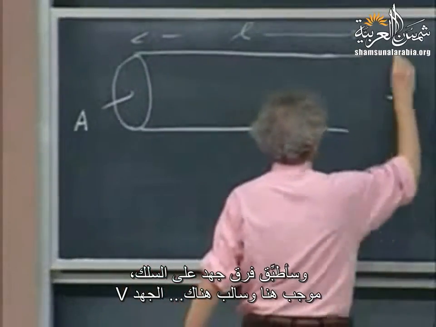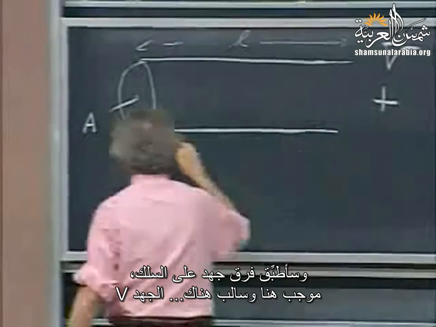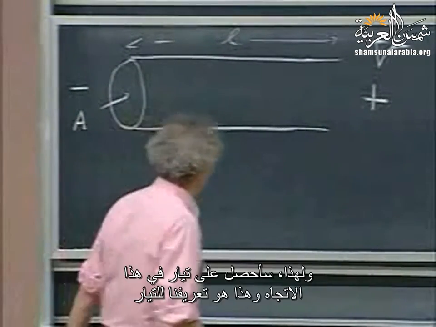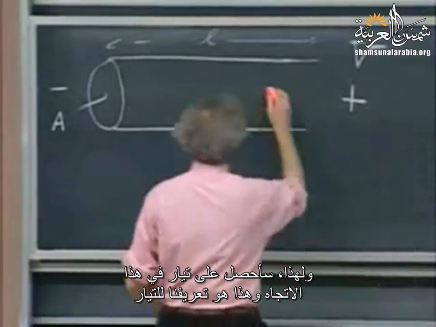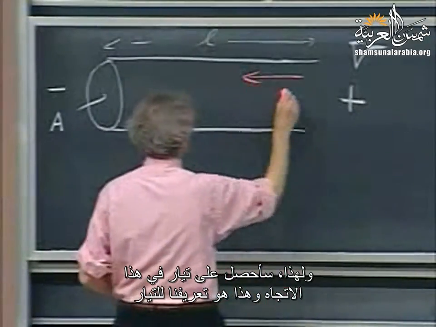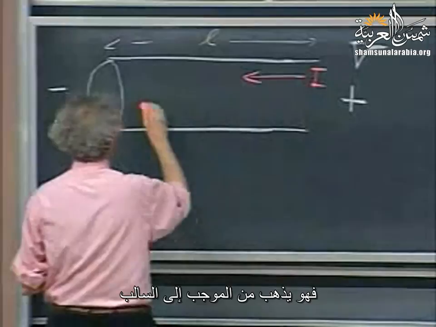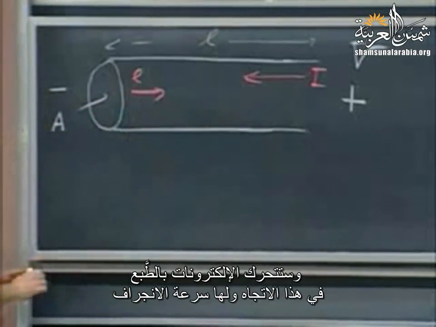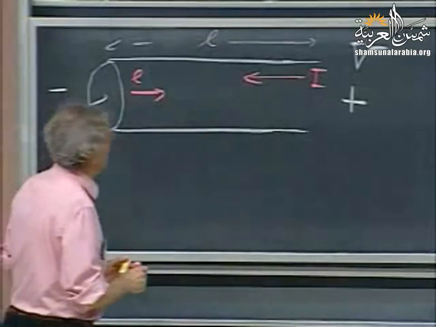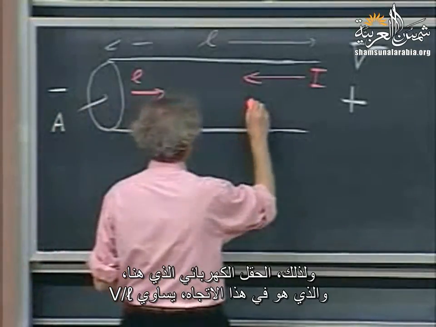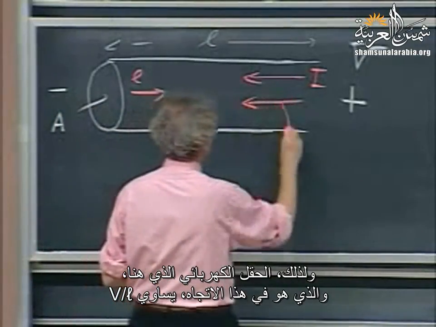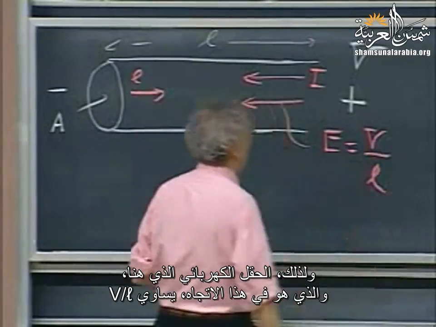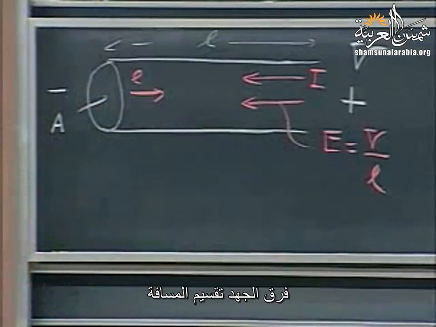And I put a potential difference over the wire, plus here and minus there, potential V. So I would get a current in this direction. That's our definition of current, going from plus to minus. The electrons, of course, are moving in this direction with the drift velocity. And so the electric field in here, which is in this direction, that electric field is approximately V divided by L, potential difference divided by distance.